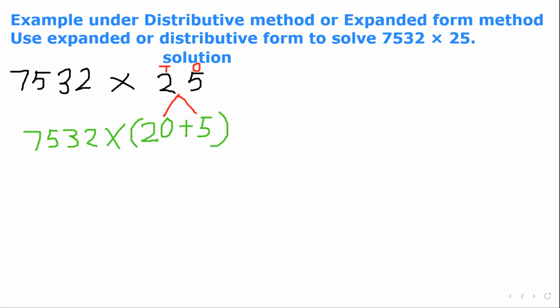Now, when you reach here, you are going to distribute the numbers. You use this one to multiply this, and then you use the same number to multiply this one in a separate form. So you are going to use the 7,532 to multiply 20, and again you use the 7,532 to multiply the 5. Then you write them in separate brackets. So let me proceed.